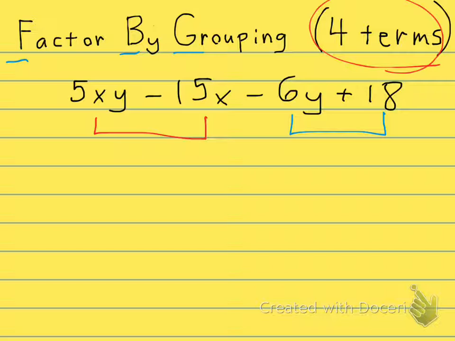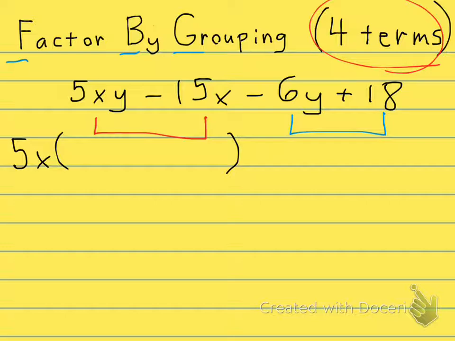Now when I look at the first group, what can I divide out of the first group? I can divide out a 5 out of both terms, and I can divide out an x. Can I divide a y out of both terms? I have a y here, but do I have a y here? No. So 5x is my greatest common factor with the red group. And when I factor it out, what am I left with?